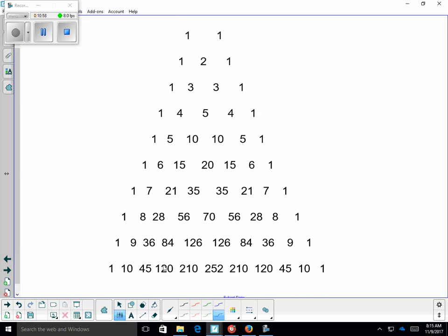But what you should notice is that it's symmetrical. So I have 10, 10, 45, 45, 120, 120, 210, 210. And then sometimes you have that oddball middle guy. Sometimes they match. So it is symmetrical. The left side looks like the right side.